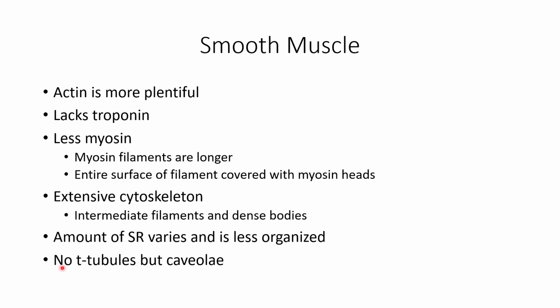Lastly, we don't have T-tubules coming in from the cell membrane. We have something kind of similar called caveolae, but not quite as deeply innervated, mostly because we have all these gap junctions that bind the cells together in most of our single-unit smooth muscles. So let's talk about our contraction and how it differs from the contraction we find in a skeletal muscle.